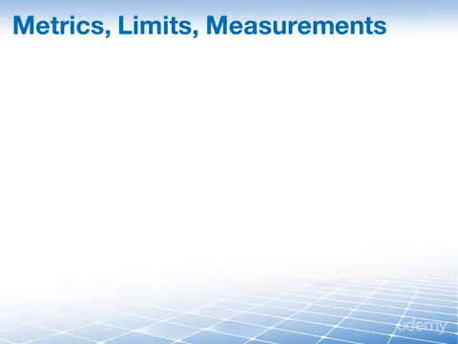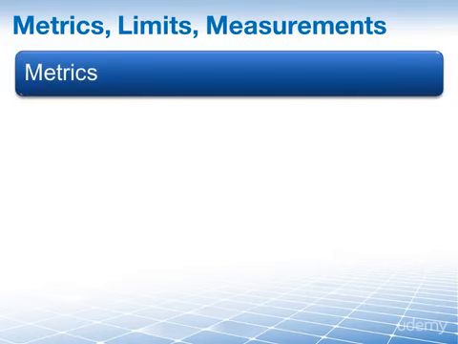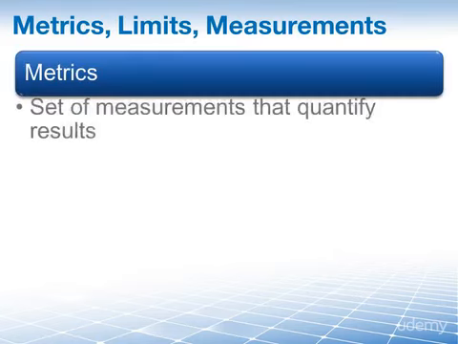Let's also take a quick look at the difference between metrics, control limits, and measurements. Metrics are a set of measurements that quantify results. Performance metrics quantify the unit performance. Project metrics tell you whether the project is meeting its goals. Business metrics define the business progress in measurable terms. For example, we want to achieve a market share of 15 to 20%.